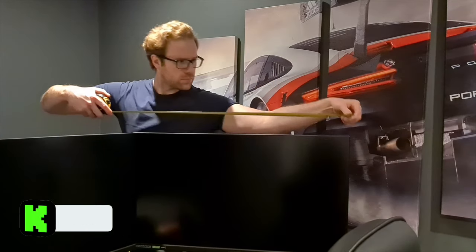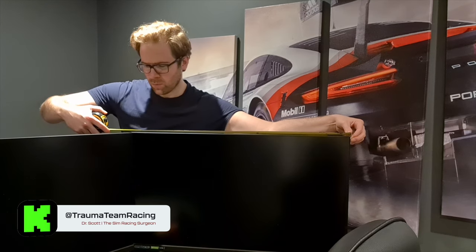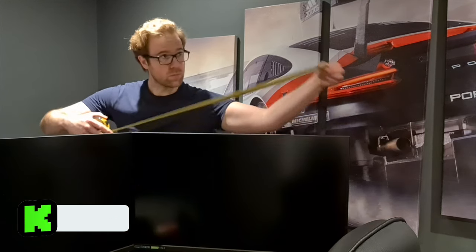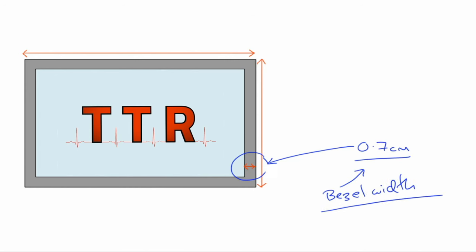How to measure your monitors. Measuring up is relatively easy, and we need to take two further measurements. Firstly, we need to measure the monitor's total width and height. Finally, you want to measure your bezel's width. This is the distance from the outermost portion of the monitor to the start of the image on your monitor. Here, mine measured 0.7 centimeters.